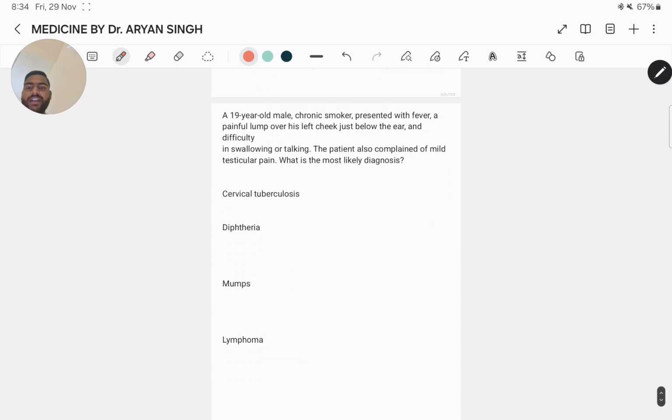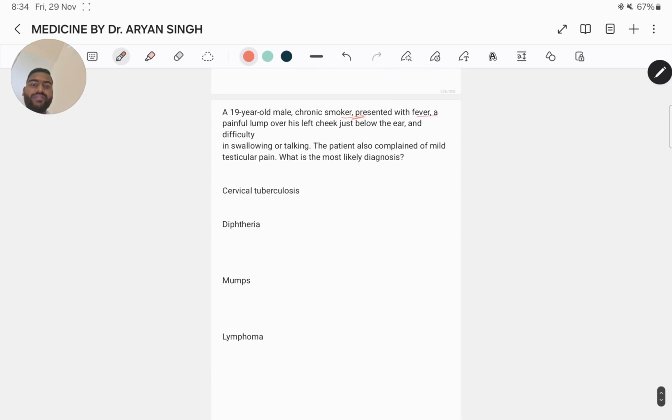Next question. A 90-year-old male chronic smoker presented with fever, a painful lump over his left cheek just below the ear, and difficulty in swallowing or talking. The patient also complained of mild testicular pain. What is the most likely diagnosis? Cervical tuberculosis, diphtheria, mumps, or lymphoma. Here the main point is the left cheek just below the ear and difficulty in swallowing or talking.